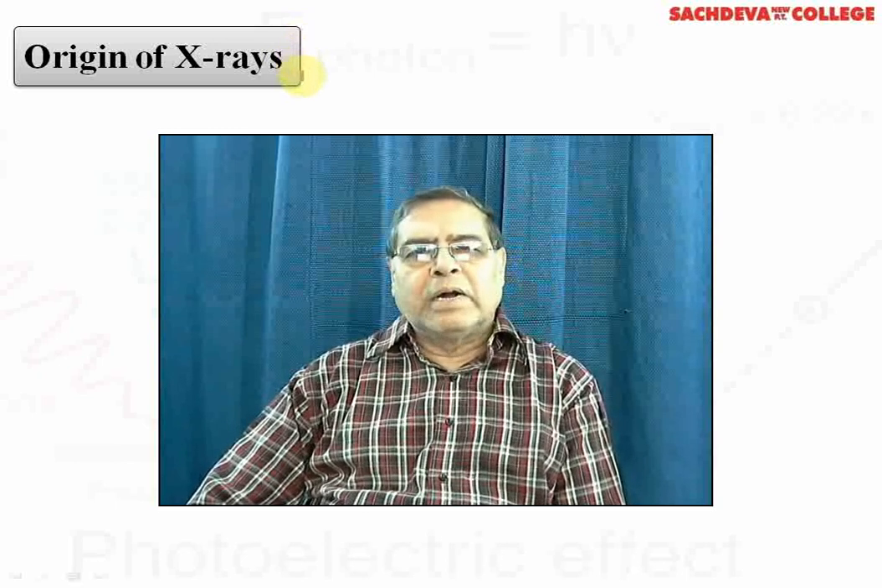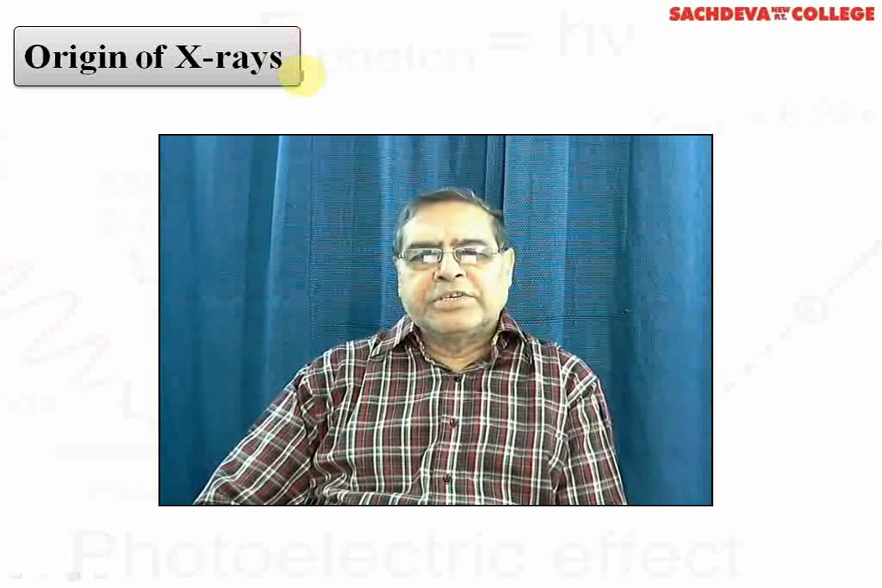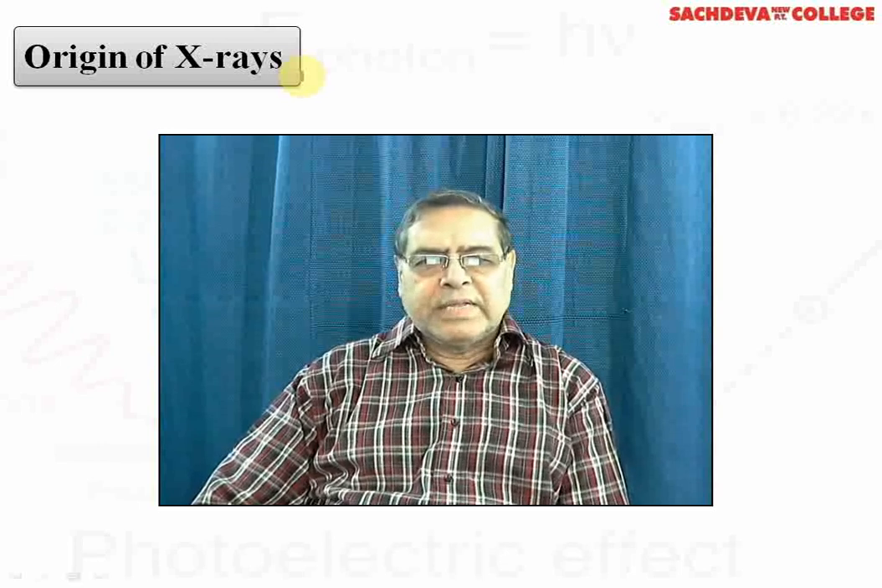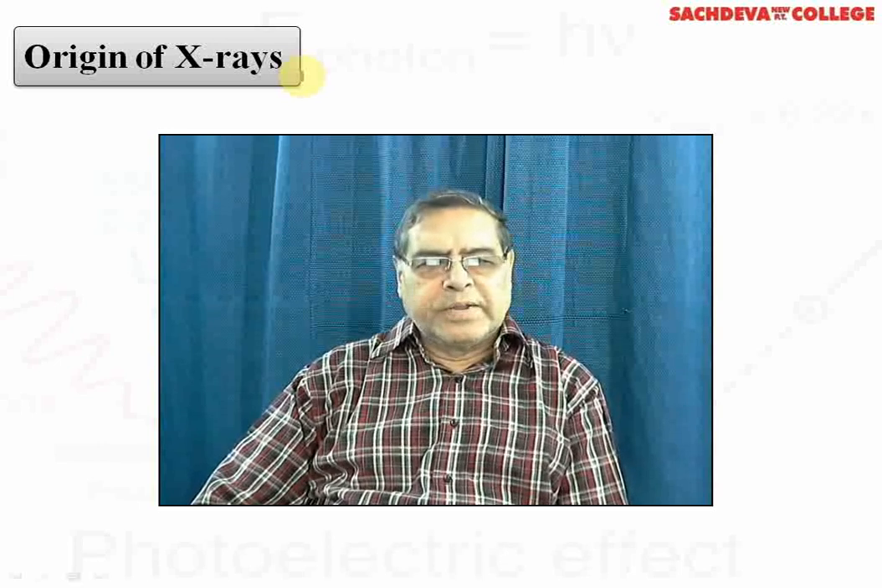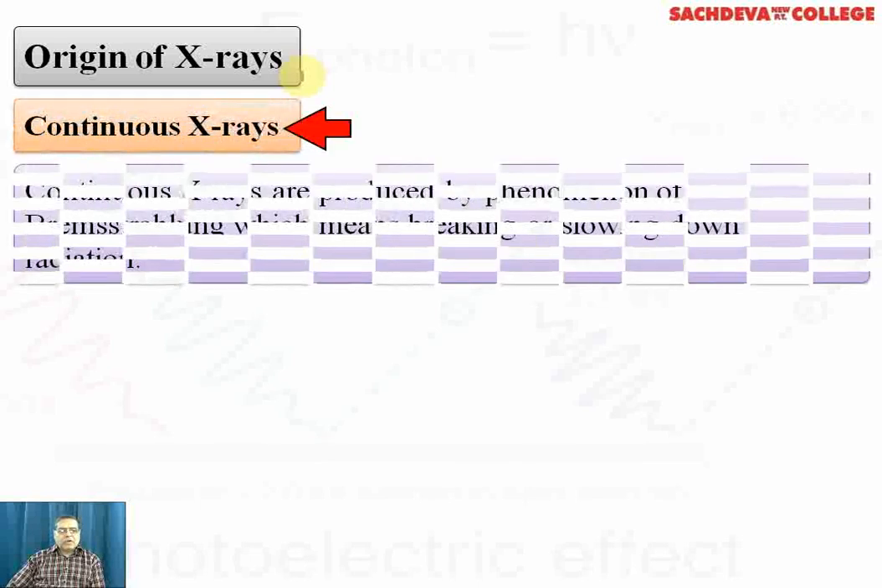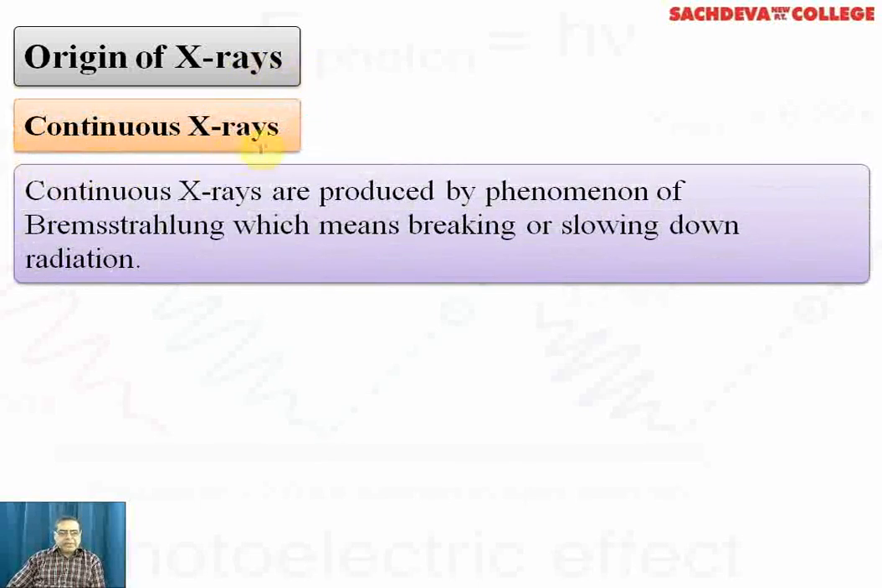When they jump from a higher to a lower permitted shell, the energy difference is radiated out in the form of electromagnetic waves, in accordance with Bohr's model. So we come to the main context. Number one is the continuous X-rays.